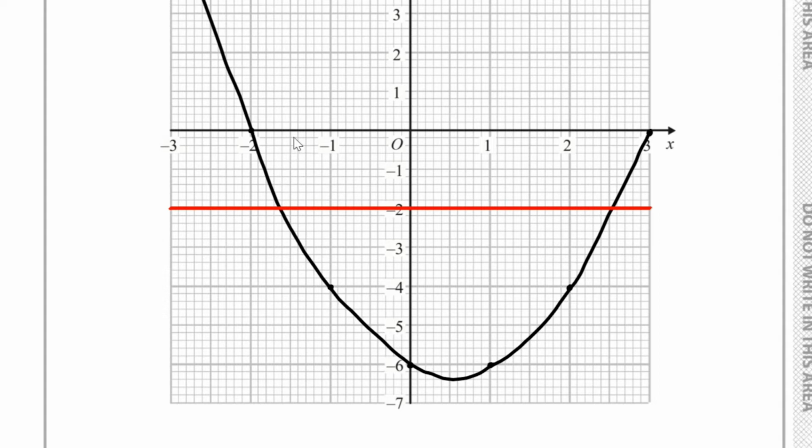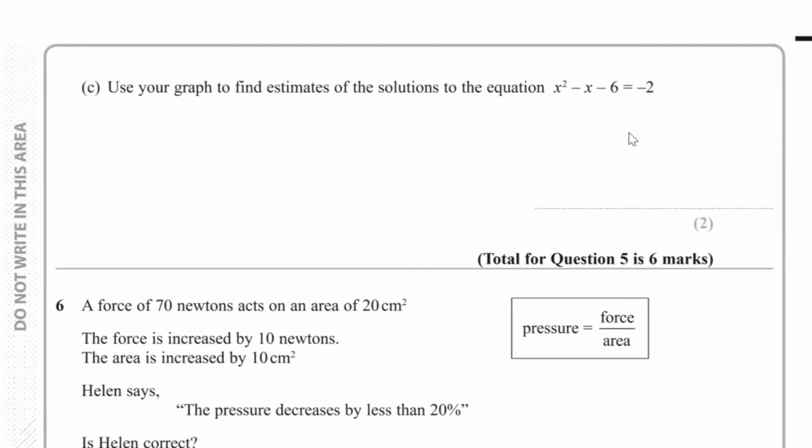So the graphs intersect here and also here. We have x equals -1.6 and 2.5. So we have x equals -1.6, x equals 2.5.